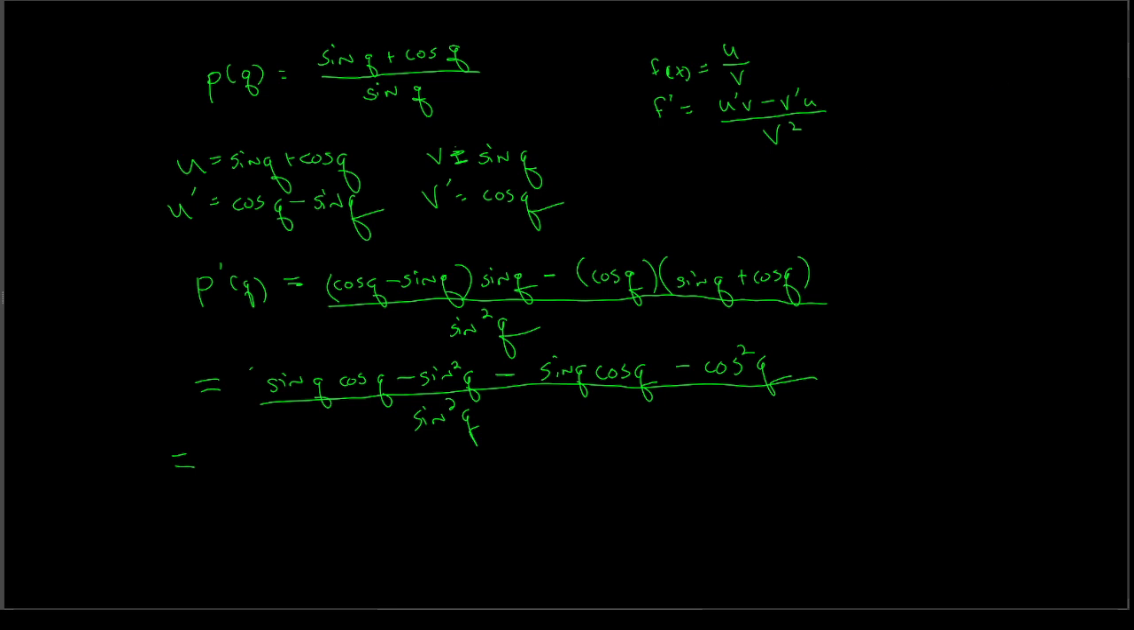And we notice, I'll change colors here, this and this cancel, and I have negative sine squared q and negative cosine squared q. So I'm going to pull out a negative sign, and upstairs I get sine squared q plus cosine squared q over sine squared q, which equals negative 1 over sine squared q, or negative cosecant squared q.